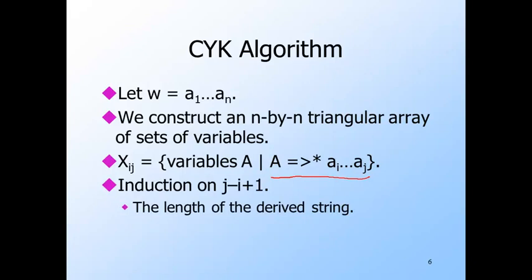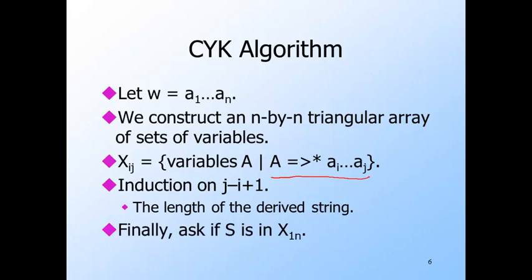So we start by computing the entries X sub ii, which is the set of variables that derive the string consisting of the one position a_i. From these we can find the X sub i,i+1s, each of which is the set of variables that derive the string a_i followed by a_i+1. Then we move to the X sub i,i+2s, which are the sets of variables that derive the strings of length 3, a_i, a_i+1, a_i+2, and so on.